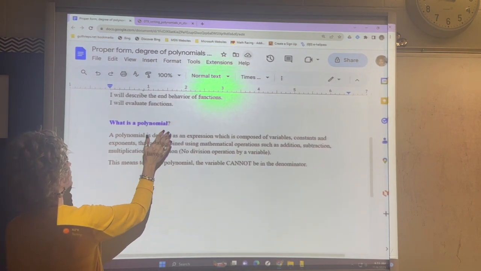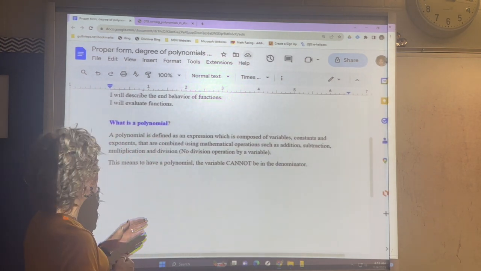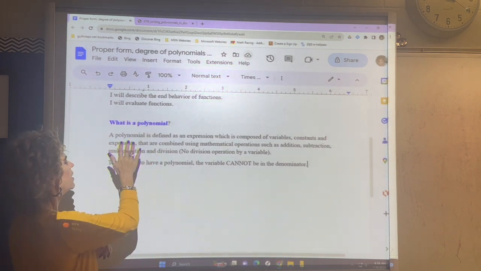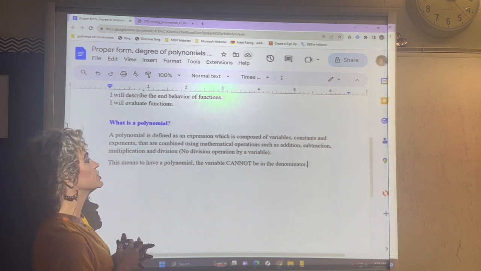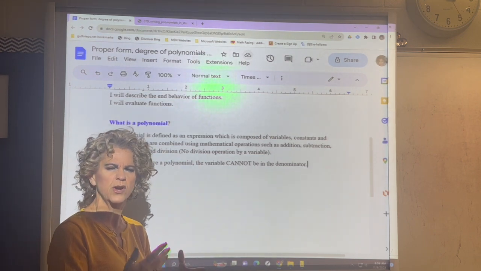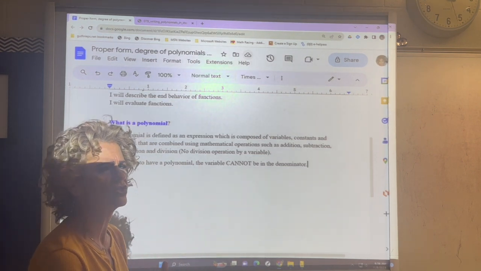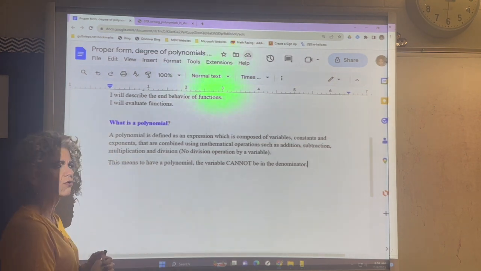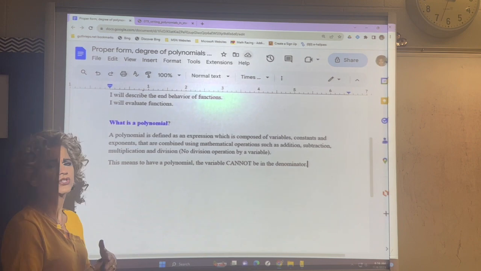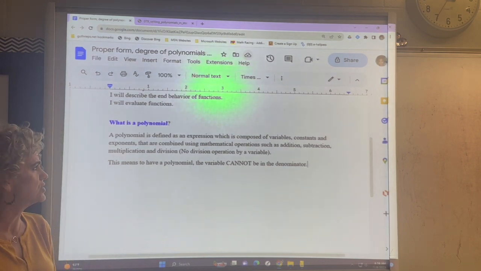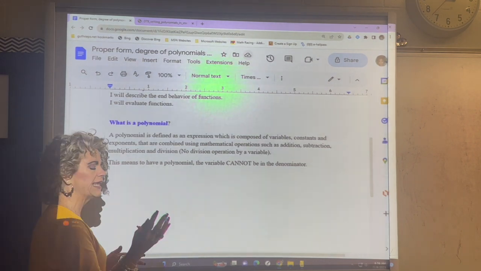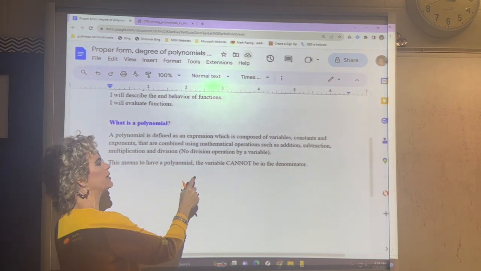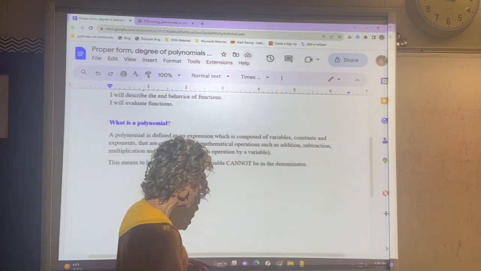Okay, now before we can, what is a polynomial? If you Google it, you're going to get something like this. A polynomial is defined as an expression which is composed of variables and constants. Variables are our unknowns, constants are our numbers. And exponents, they're combined using mathematical operations such as addition, subtraction, multiplication, and division. However, the kicker is no division operation by a variable. This means to have a polynomial, the variable cannot be in the denominator.